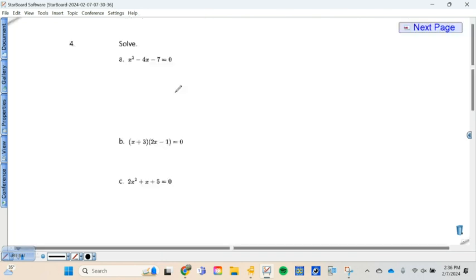Number 4. All right. What do I do to solve something like this? What should I check for first? Yeah, let's see if we can factor this. So I look at my last number. My only option is 7 times 1. Can I use 7 and 1 to get to -4? So that's not factorable. So what should I use instead?